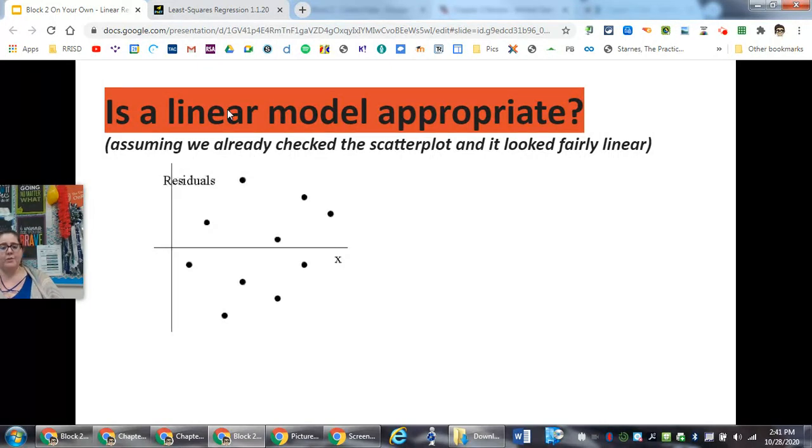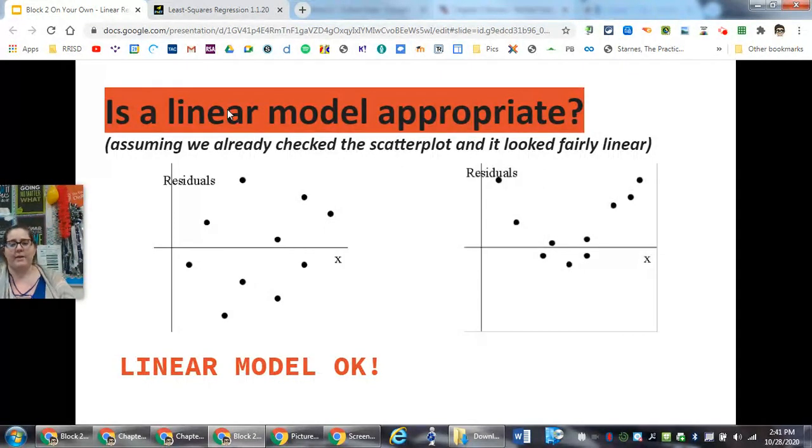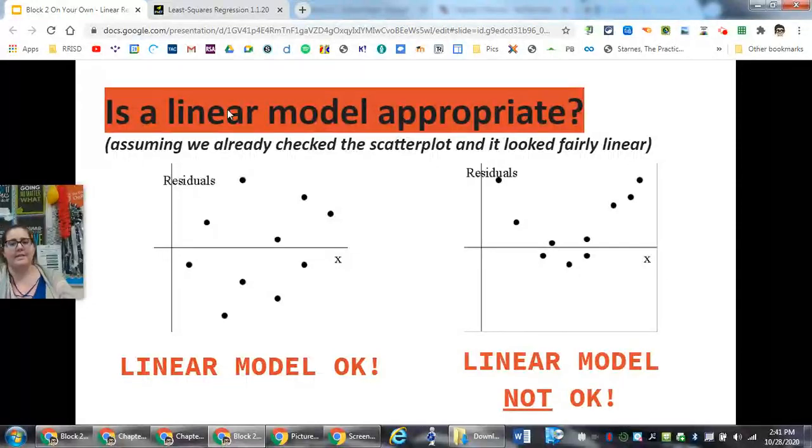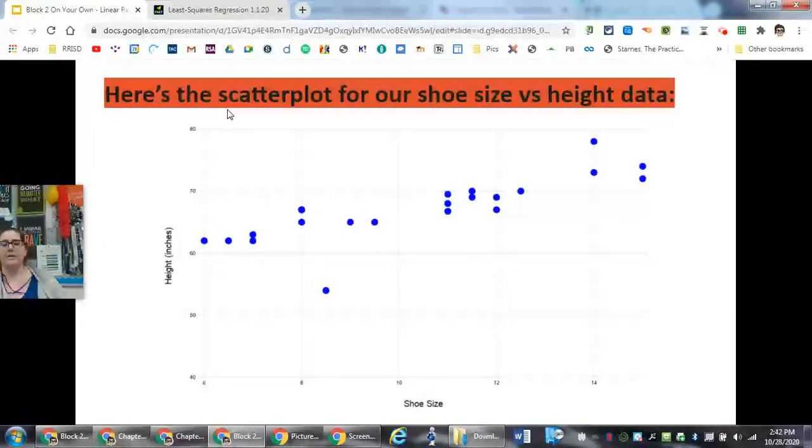If this was my residual plot, a linear model would be good because I do not see a pattern in that residual plot, which is what I want. I want the points nicely scattered above and below with no obvious curved pattern. But what if that was my residual plot? That would be a big no, because I definitely see that kind of almost quadratic looking curve in that residual plot, which is not a good sign. That would tell us that our original scatter plot is probably a little curved and we just couldn't see it very well. So now let's look at our data.